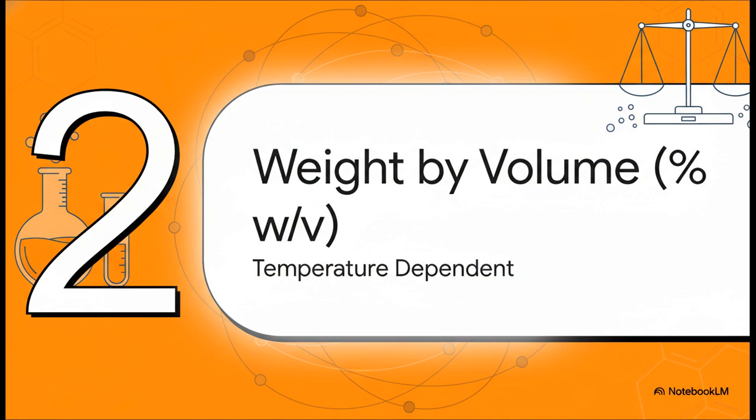All right, so that was weight to weight. Pretty logical, right? But what happens when we start mixing our measurements? What if we measure the solute by its weight, but the whole solution by how much space it takes up? Well, that brings us to our second term, weight by volume, or %W/V. And as you can see, we're literally mixing mass and space here.